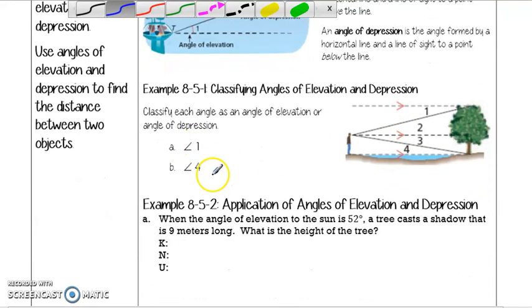So depression is down, elevation is up. Let's go ahead and identify angle 1 here. We're looking below the horizontal, so that would be depression. And then angle 4 is this angle right here, where there's our horizontal, and it's formed by this line that is above that horizontal, so that would be elevation.